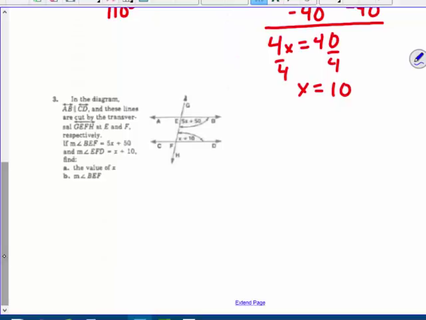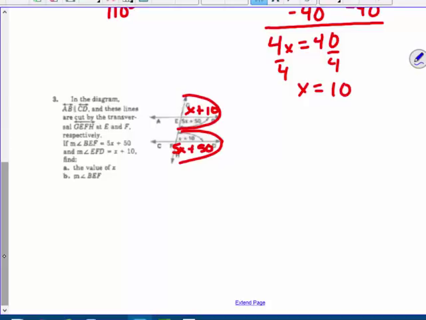Last one. In the diagram, line AB is parallel to line CD, and these lines are cut by the transversal GEFH at E and F, respectively. The measure of BEF is 5x plus 50, and EFD is x plus 10. Find the value of x. So I can either put this x plus 10 up here in its corresponding position, and then I know that x plus 10 and 5x plus 50 are supplements because they sit right next to each other here. So they make a half arc, 180 degrees, or I can put that 5x plus 50 down below in its corresponding position, and then find the half arc there.